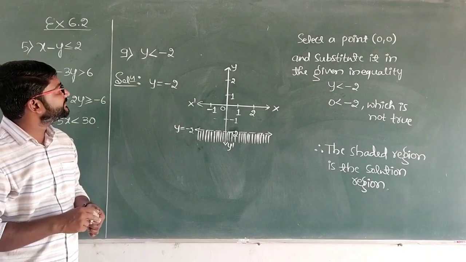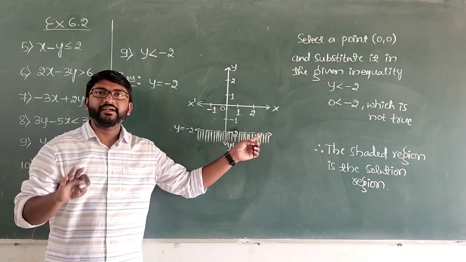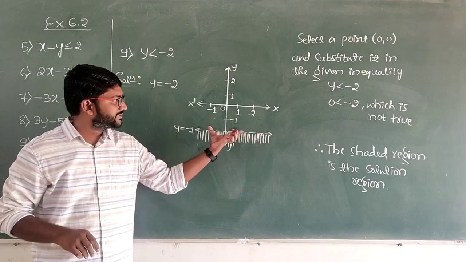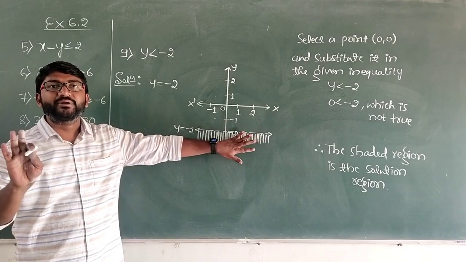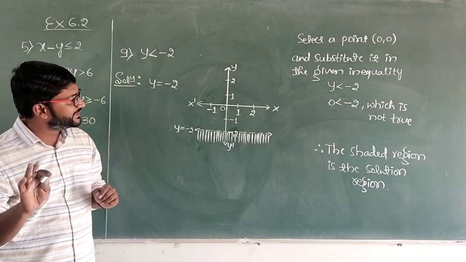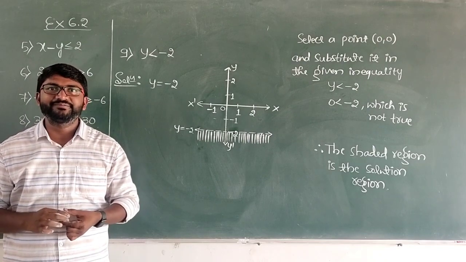Since the given inequality is a strict inequality, we should not consider the points on the line as part of the solution. Except the points on the line, whatever points you take in the solution region are part of the solution. Therefore, the shaded region is the solution region. So this is all about question number 9.